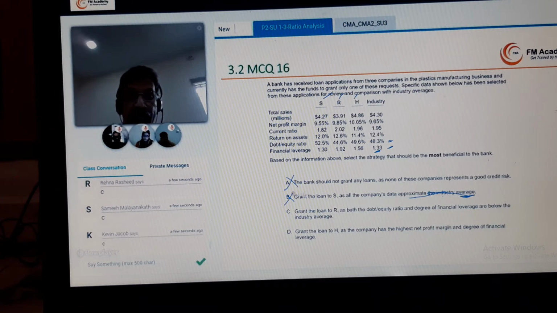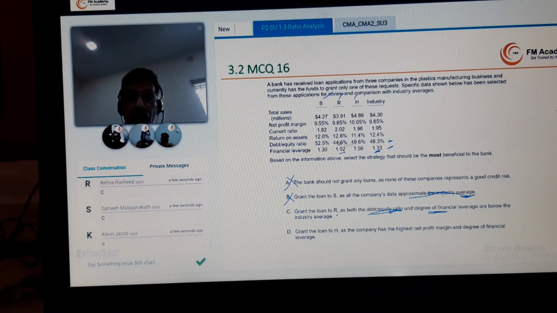Then, grant loan to R as both the debt equity ratio and degree of financial leverage are below the industry average. Those two indicators, the less it is, the less risky, and you are more comfortable. That is the reason Sami and Kevin gave that as the best answer. So financial leverage and debt equity ratio being below the industry average means actually you can give them more debt load, there is no issue. But other parameters are also applicable, so you can really look at whether it is correct or not.